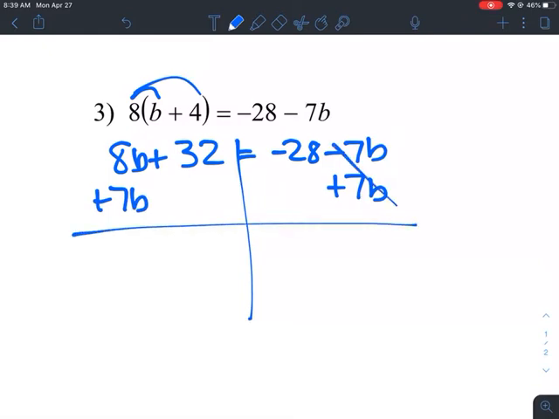You also could have subtracted 8b. You would have ended up with the same answer. Anyway, 15b plus 32 equals negative 28.